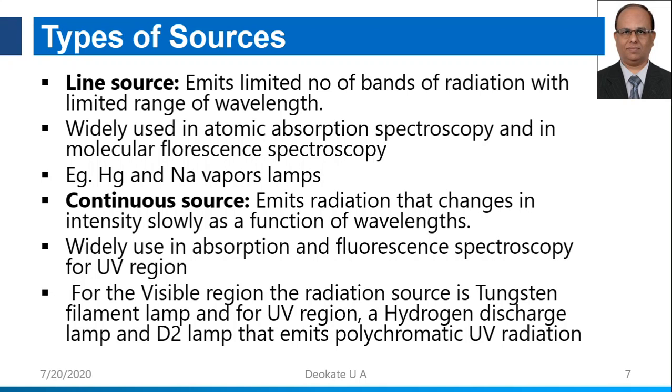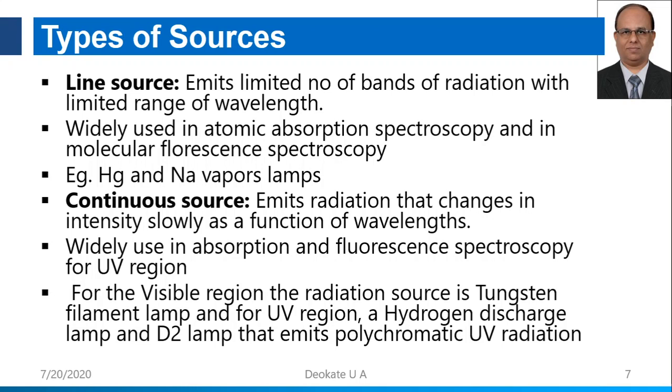You have seen these two lamps on the road, mercury lamps giving the white light and sodium lamp giving the yellow light, which is at 589.3 nanometer. So they are giving a fixed wavelength of radiation. So they cannot be used in the continuous scanning process. They can be used only where we require a single wavelength, like in atomic absorption spectroscopy or in fluorescence spectroscopy.